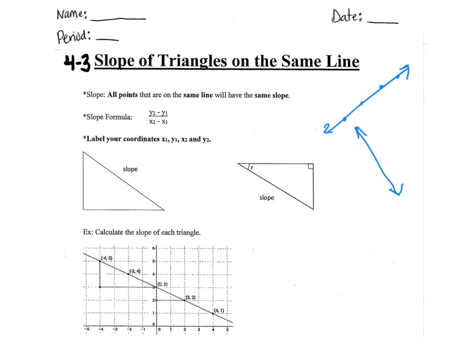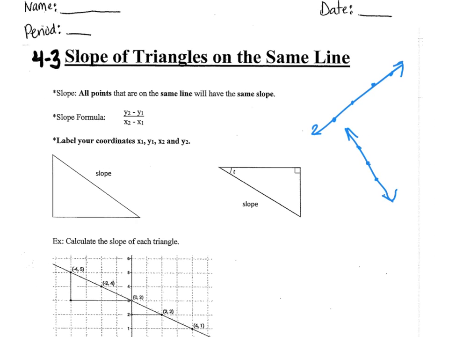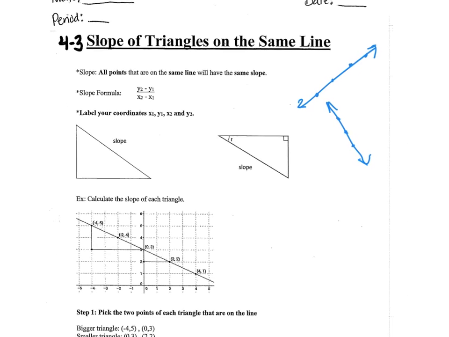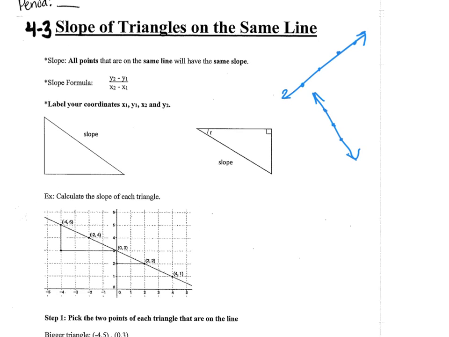So all the points that fall on that slope line are going to have the same slope, okay, whether it's positive or negative. Some of the questions you guys are going to see, they're going to draw triangles on those slope lines. So if your triangles lie on the same slope line, then that means those triangles have the same slope.